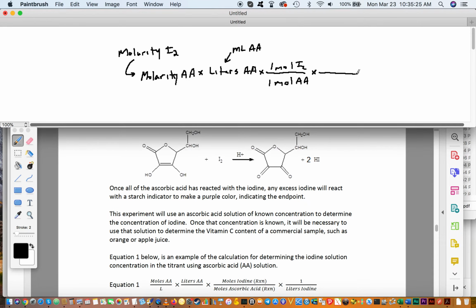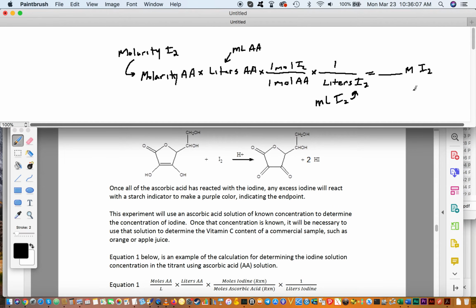Then it's times 1 over, and this is going to be the litres of I2 or iodine, which of course you'll get from the millilitres of iodine that you used to actually do the initial titration. All right, so now that'll get you through to the first part. That'll give you a value. Of course, it'll be the molarity, molar of I2, is what you'll get there as an answer.